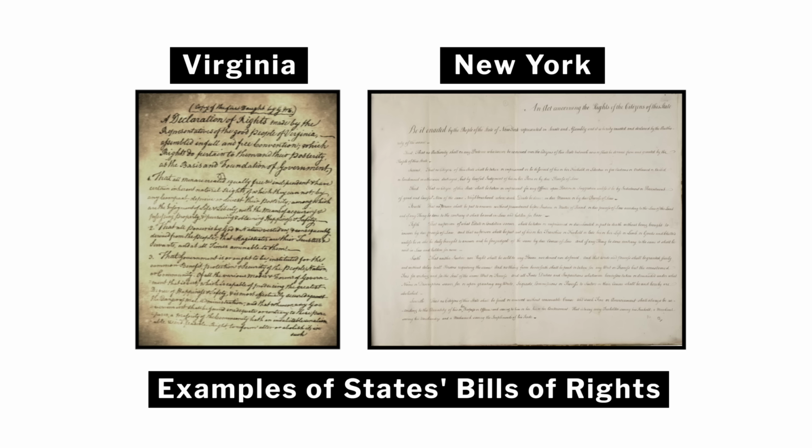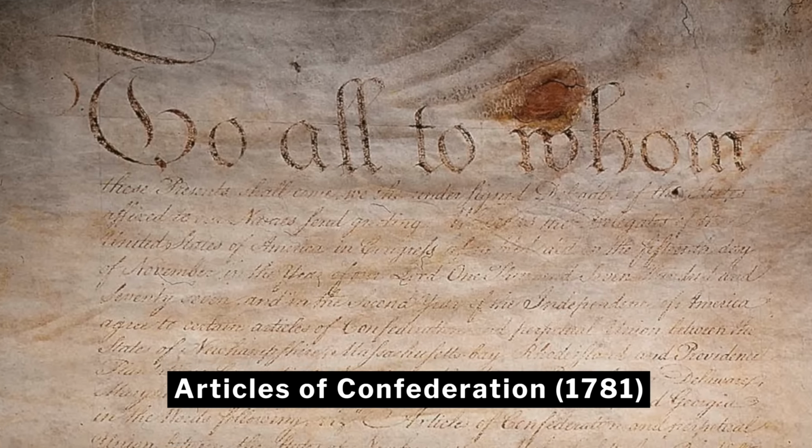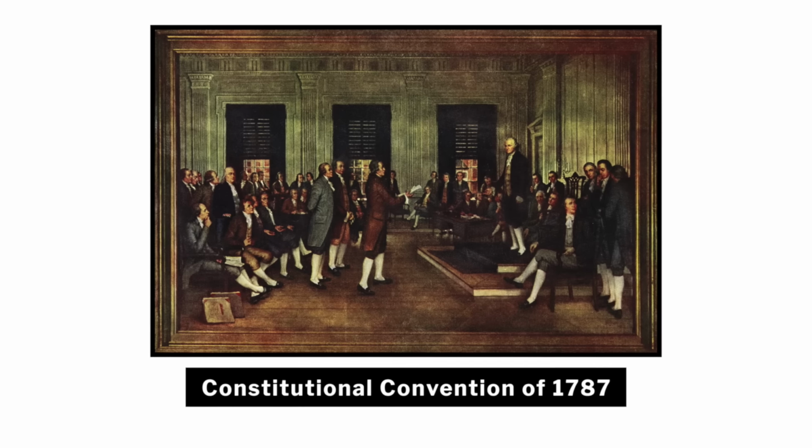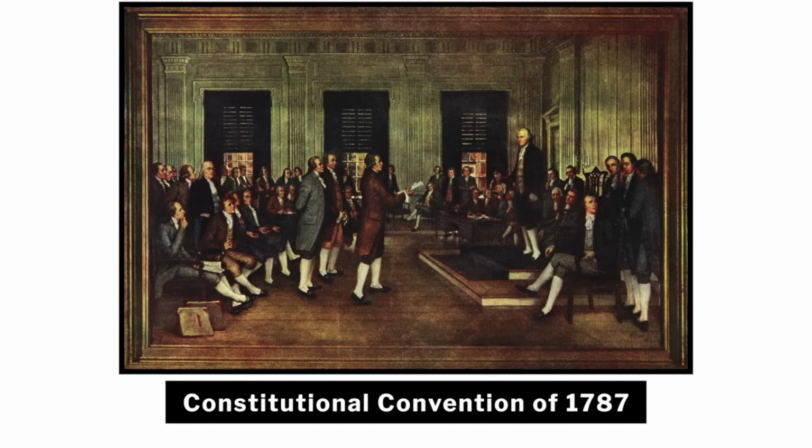After independence, most states created their own bills of rights. However, the national government organized under the Articles of Confederation did not contain a formal Bill of Rights. When delegates met in 1787 to produce a strengthened but still limited national government, the topic of a federal Bill of Rights was raised once again.